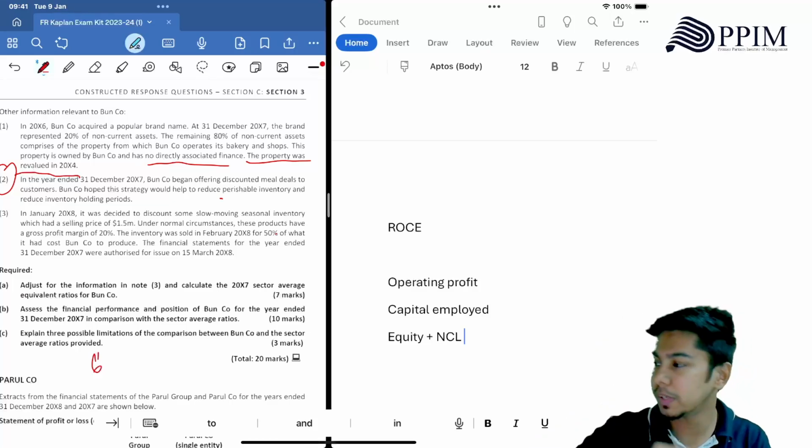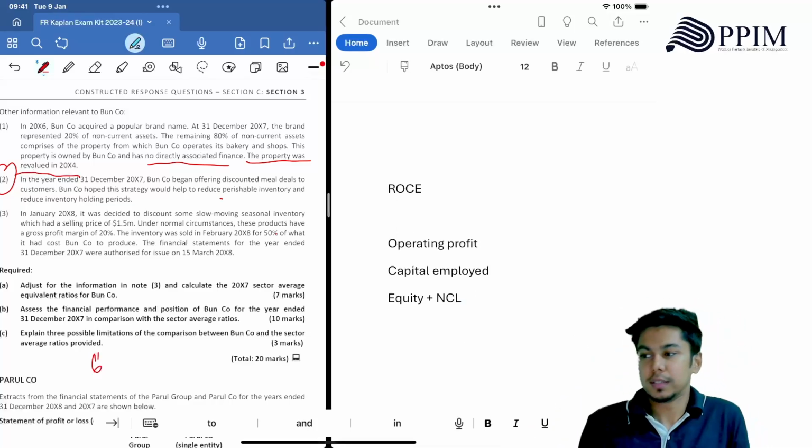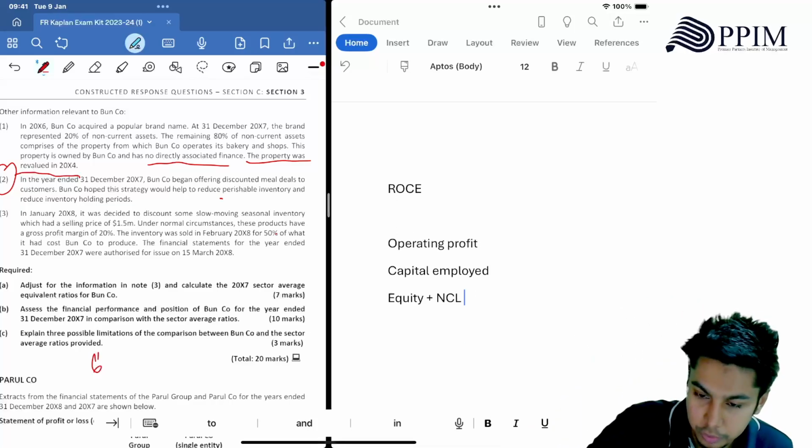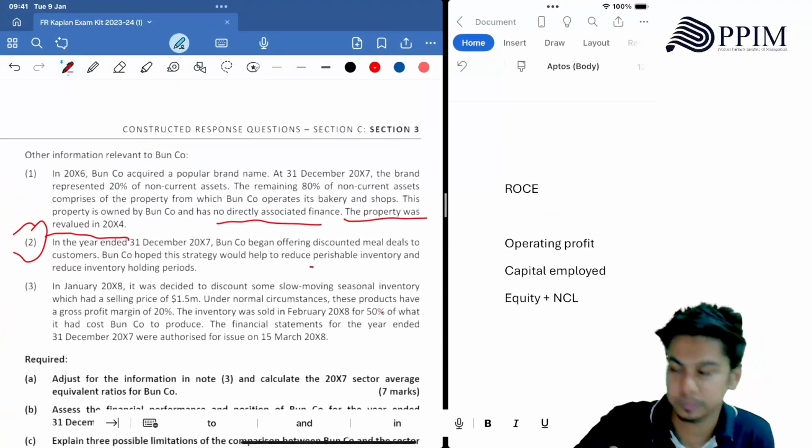All good? Okay, right guys, whatever points that you know, I'll give you 5 minutes. Let's start doing that. Please start writing whatever you know regarding ROCE. So these are the points that you can speak about.